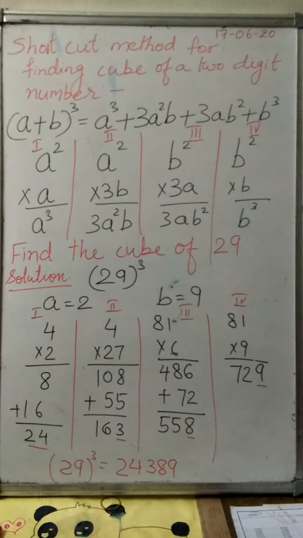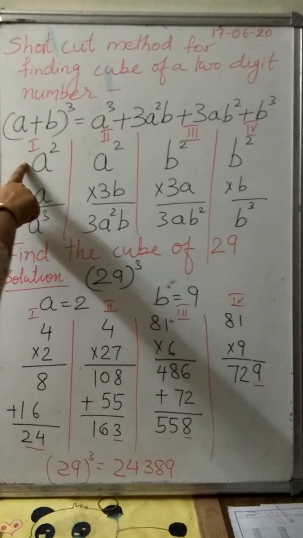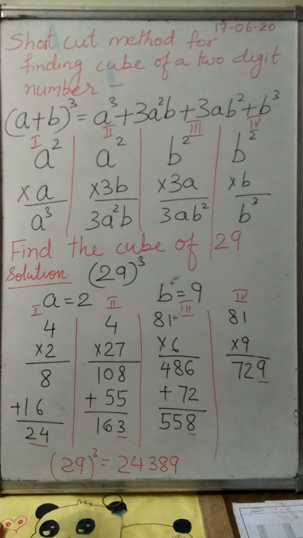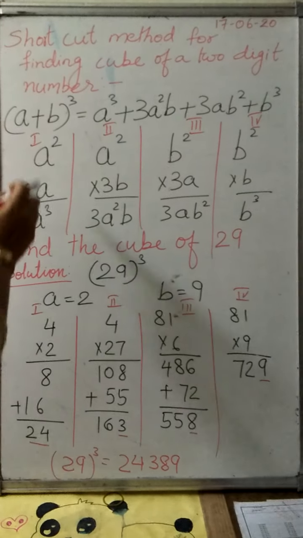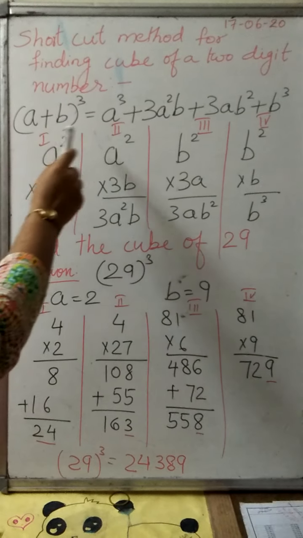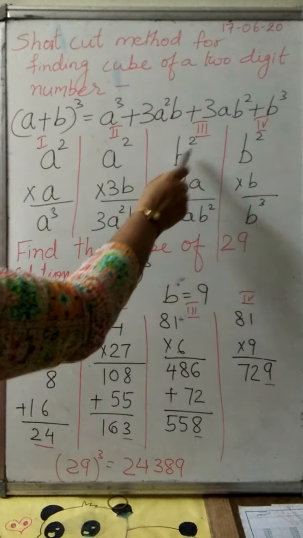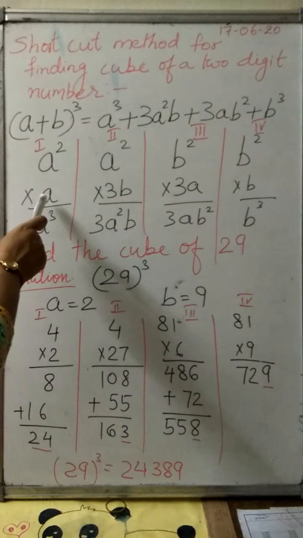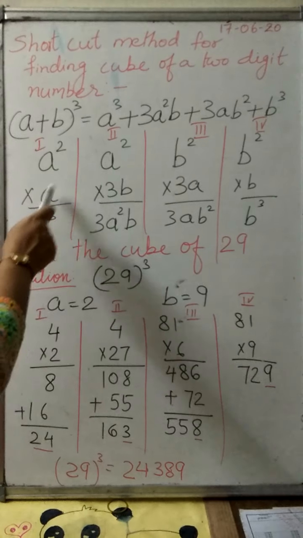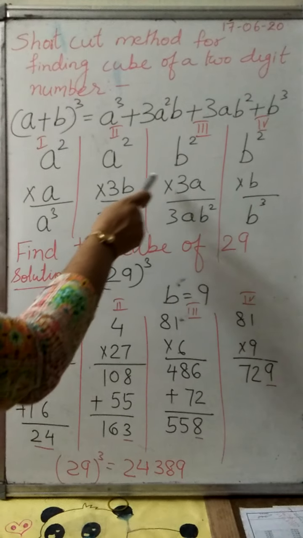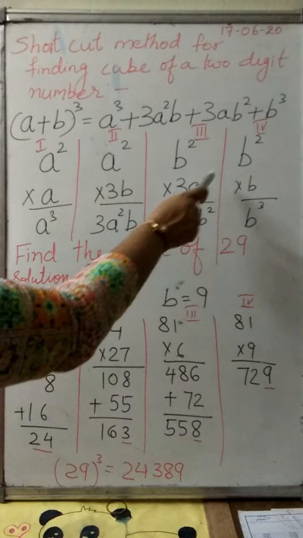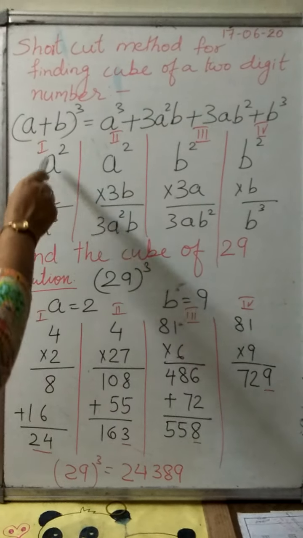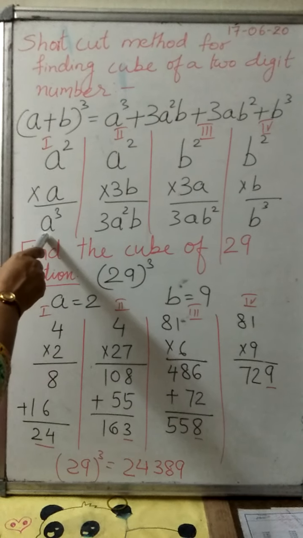First, you have to make 4 columns. Column 1, 2, 3 and 4. In the first column, you have to write a square, again a square, b square, b square. In the next column, you have to write a multiplied by a multiplied by 3b multiplied by 3a multiplied by b. Now when you will multiply these two, you will get a cube.